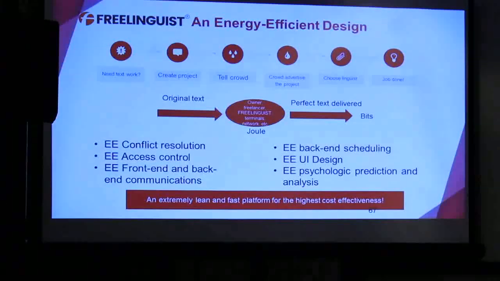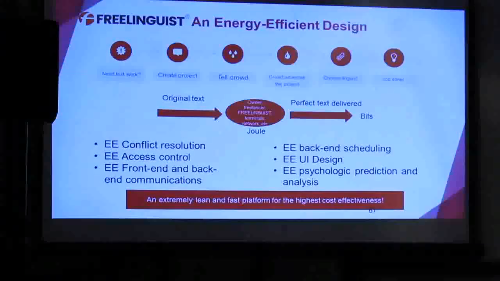So on the other hand, if you look at it from the system perspective, right? Now the input is basically the original text, your requirement. And then the output of the system is the perfect text delivered. So here, the perfect text delivered can be measured by the amount of information bits delivered, right? So now we have the delivered output, which is bits. On the other hand, the system has many entities, like the owners, the freelancers, the terminals, the devices you are using to access the network, and also the core network, and furthermore, this freelinguist platform.